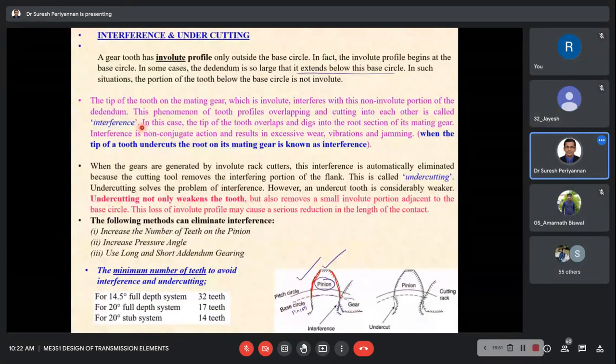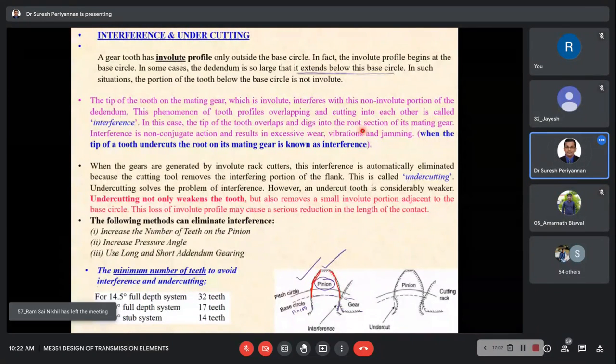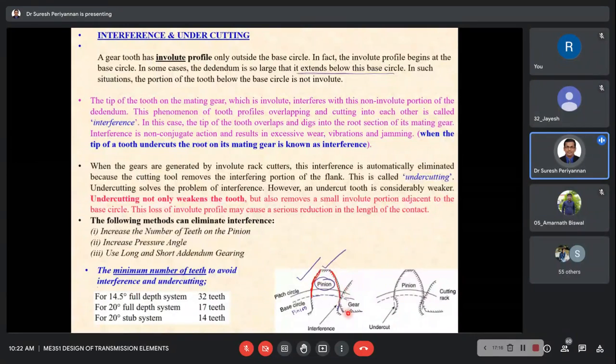So in this case, the tip of the tooth overlaps and digs into the root section. Yesterday we already discussed what the root section is. The tip of the tooth overlaps and digs into the root section of the mating gear or pinion. Now the interference is non-conjugate action and results in excessive wear. While this overlapping and cutting happens between the two mating teeth, it causes unnecessary vibration, wear, and sometimes even a jamming effect of the two mating teeth.